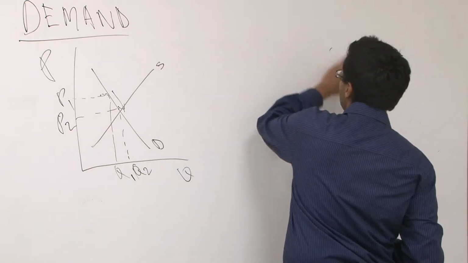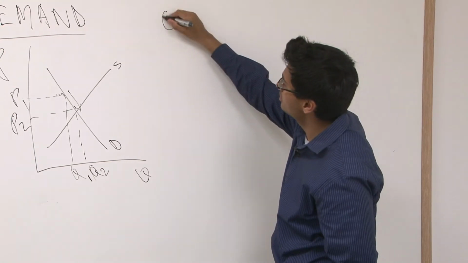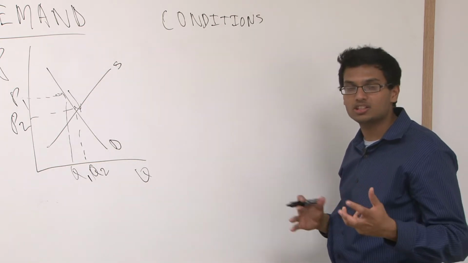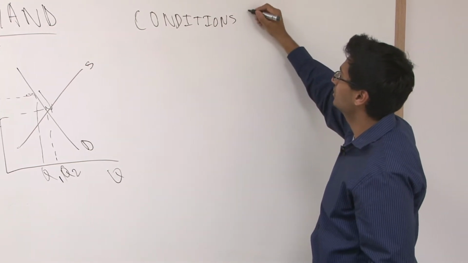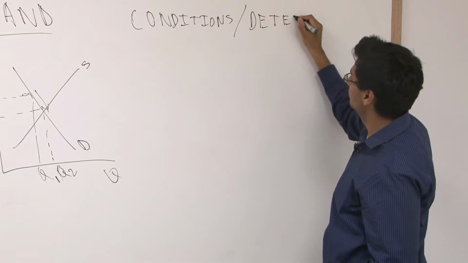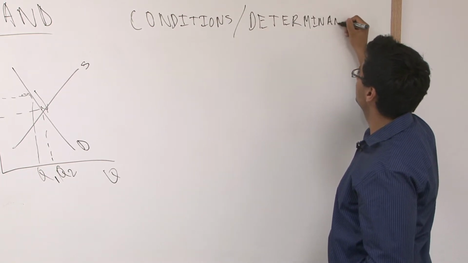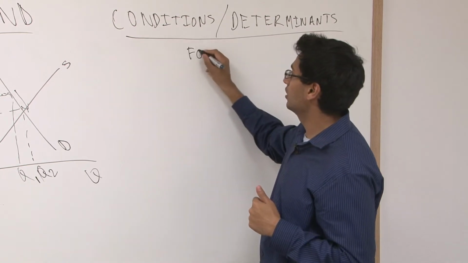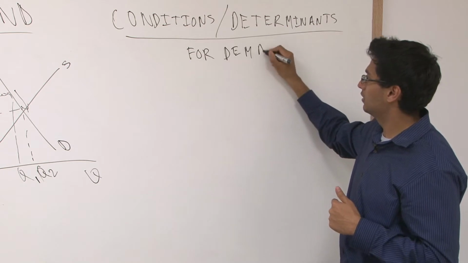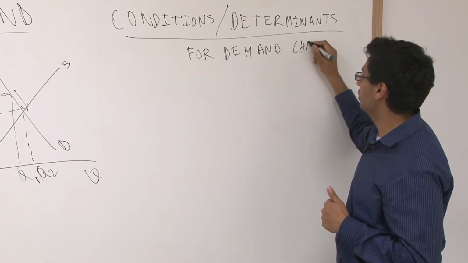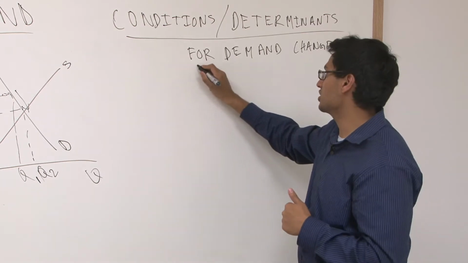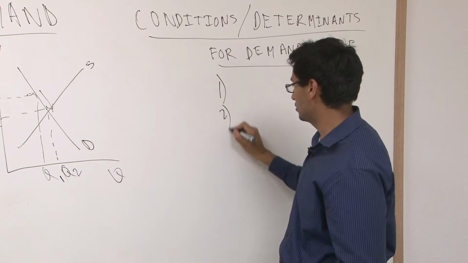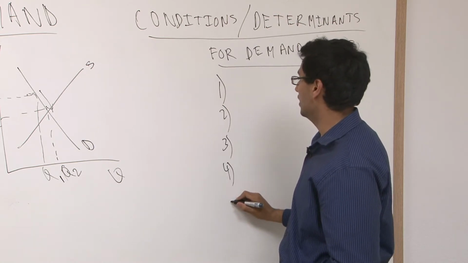So the conditions for, sometimes, guys, it's also called determinants. Determinants are also the same thing. I can also say, or determinants. Conditions or determinants for your demand to change. And change, I'll write the word down. This is conditions for demand change. What are the conditions? Well, we've got, I believe, 5 conditions, right? 1, 2, 3, 4, and 5 I can write here.